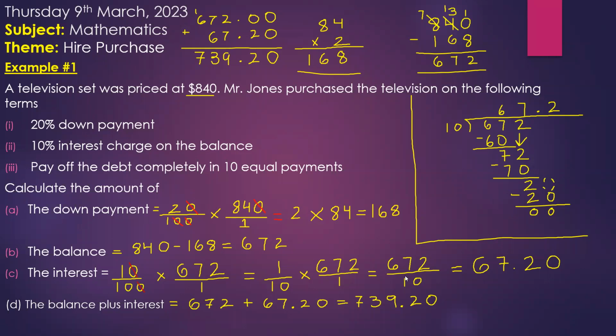Now, the balance plus interest. So what we're going to do, we're going to take the balance, which is 672, and we're going to add it to the interest, which is 67.20. That gives us $739.20. Excellent. Very good. Thank you for that explanation.